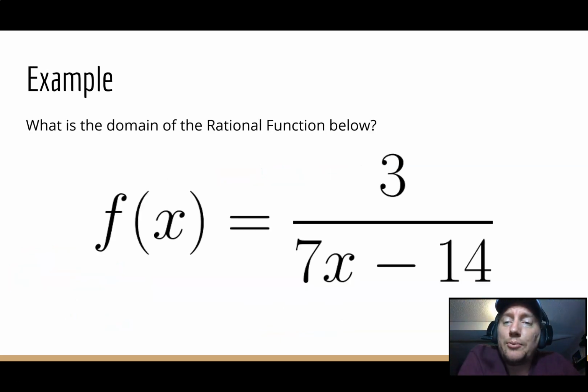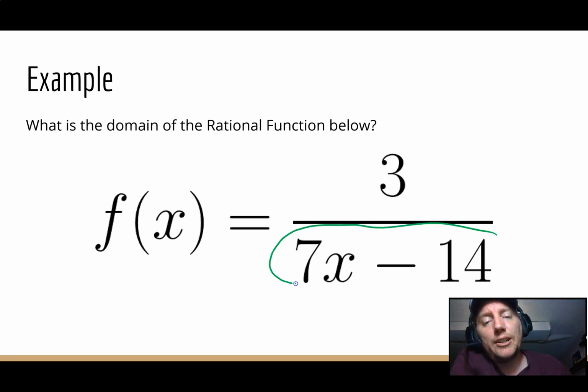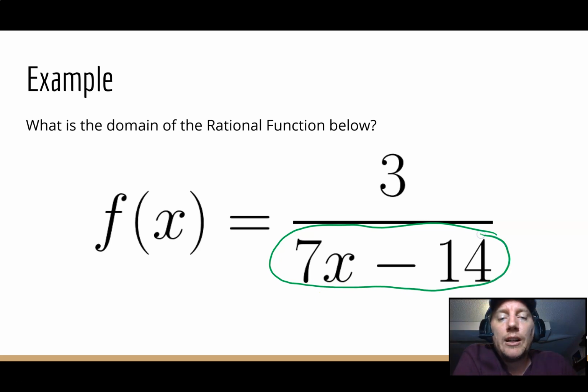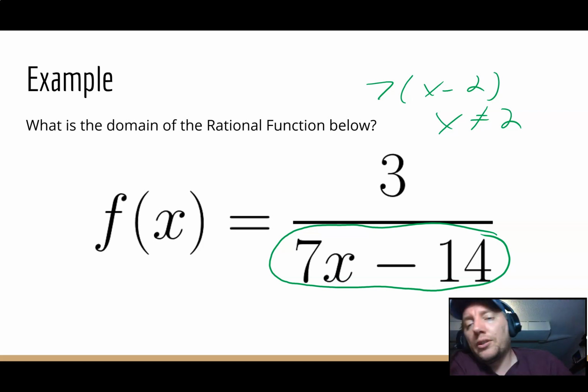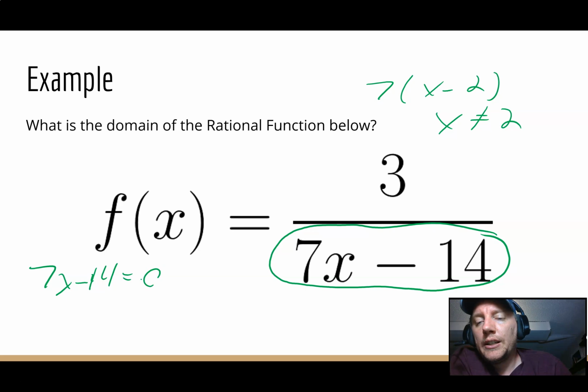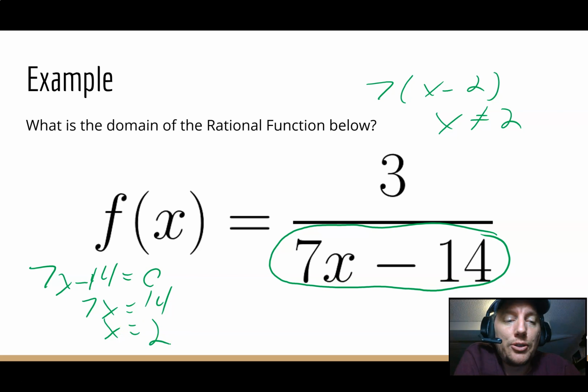So let's take a look at this. What is the domain of the rational function below? So if it's not completely obvious, there's a couple things you can do. First thing, in pretty much every one we do, is we could factor it. So 7x minus 14, we could factor that into 7 times (x minus 2). Therefore, x cannot equal 2 because 2 would make it equal 0. Or we could set the bottom equal to 0, solve for x, and get 2 as well.